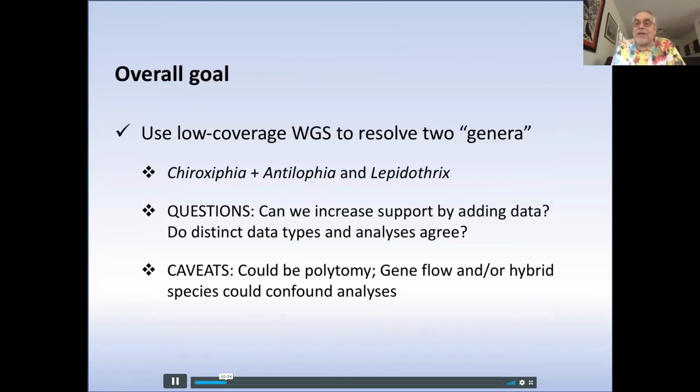A caveat to even whole genome phylogeny is the fact that we could actually have a true polytomy, essentially simultaneous speciation, or we could have a complex phylogeny where we have speciation with gene flow or even hybrid species.